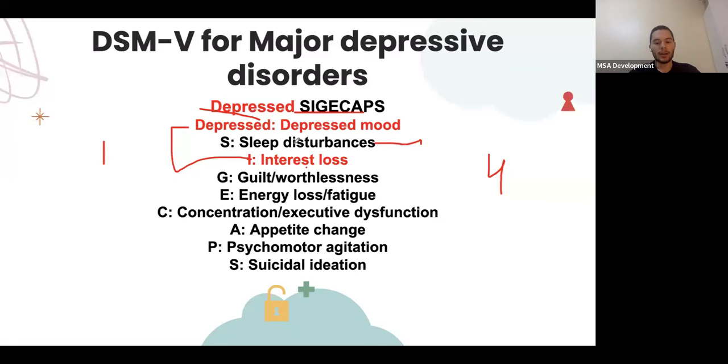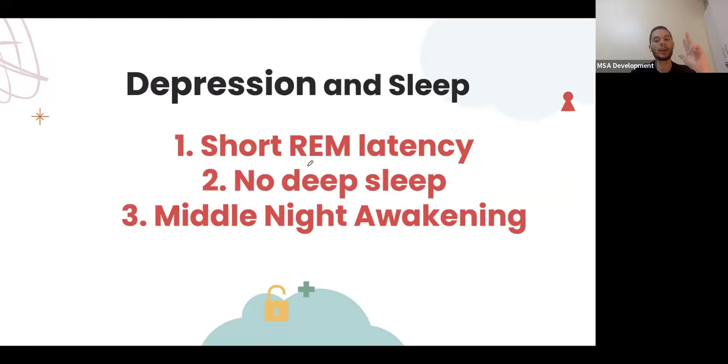Perfect. Now, let's take a look at depression and how it affects sleep. So we already said, you have middle night awakenings. There are two other things that happen with depression. So middle night awakening is one, and then there is no deep sleep. Perfect. So those patients are irritable. Final thing is short-term latency. So 3 things happen in depression: short-term latency, no deep sleep, and middle night awakenings. Nice. Okay.